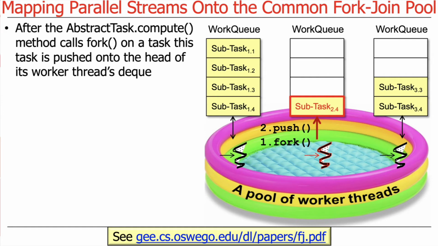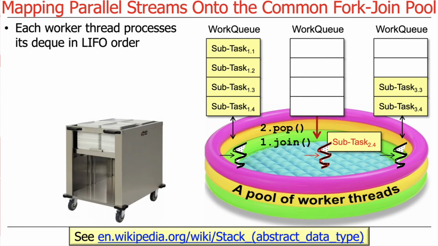So as you can see, as I mentioned before, whenever fork is called in that loop we just looked at, that causes the task to fork to be pushed onto the head of the current worker thread's deck. So it always starts out by putting it on the current worker thread's deck, and that could happen, as we just saw, multiple times. Each worker thread, when it finally gets done forking, will then start to process the subtask in its deck in LIFO order. LIFO, of course, being last in, first out.